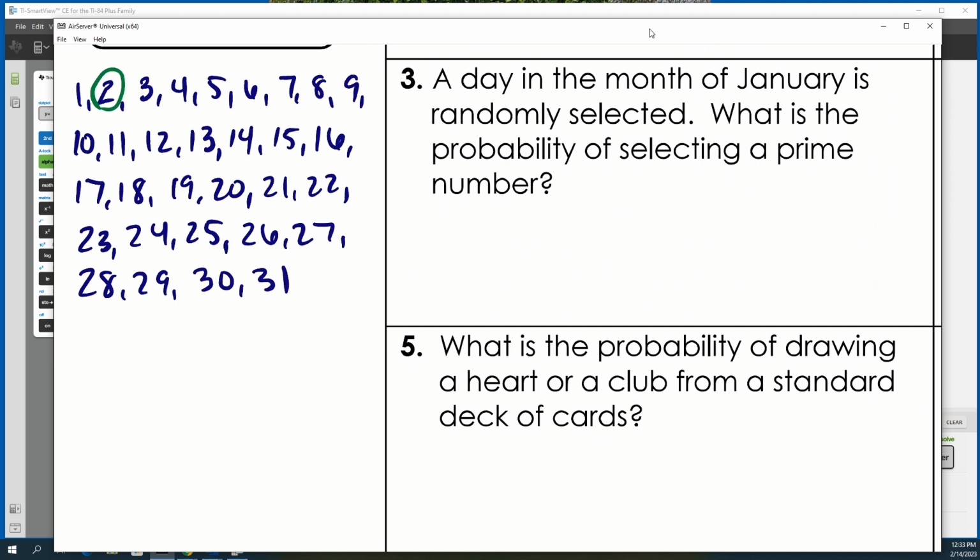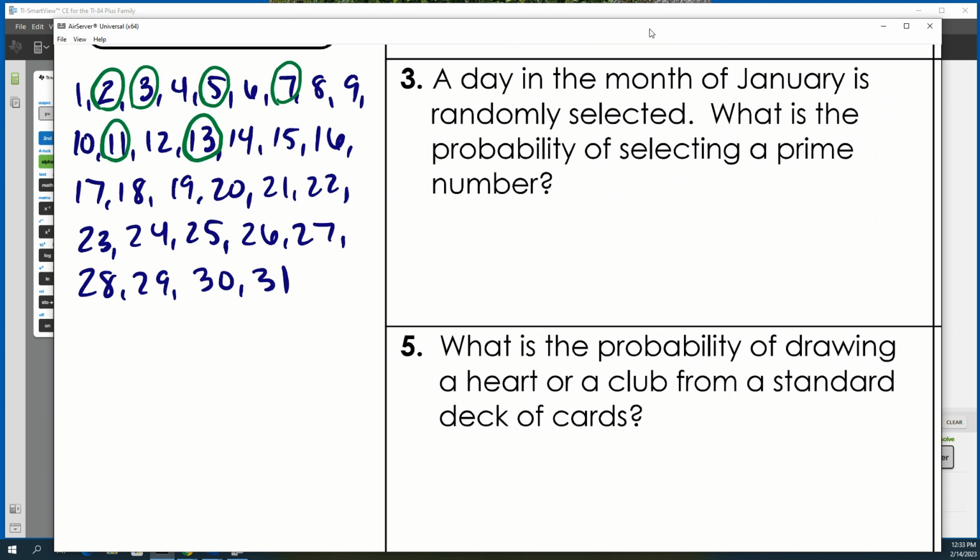What about 3? Yes. Now, after 2, there are no more prime numbers that are even. So on the rest of these numbers, I'm not even going to check the even ones because I know they're not prime. 2 is the only even prime number. All right, so what about 5? Yes. 7? Yes. What about 9? 9 is not prime because 3 divides evenly into it. What about 11? Yes. 13? 13 is prime. What about 15? No, because 5 and 3 divide into 15, so not 15.